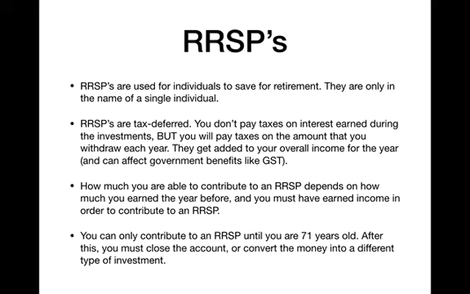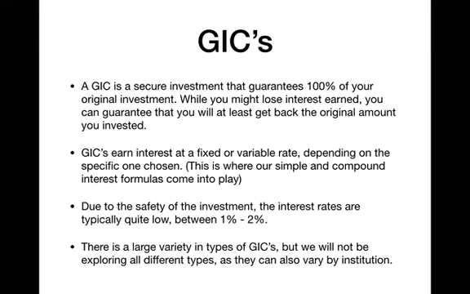The other thing with RRSPs is that you can only contribute up to a certain age. Once you're 71, you're done. You can't put money into the RRSP anymore. At that point, you either have to close the account or convert it to a different type of investment, right?